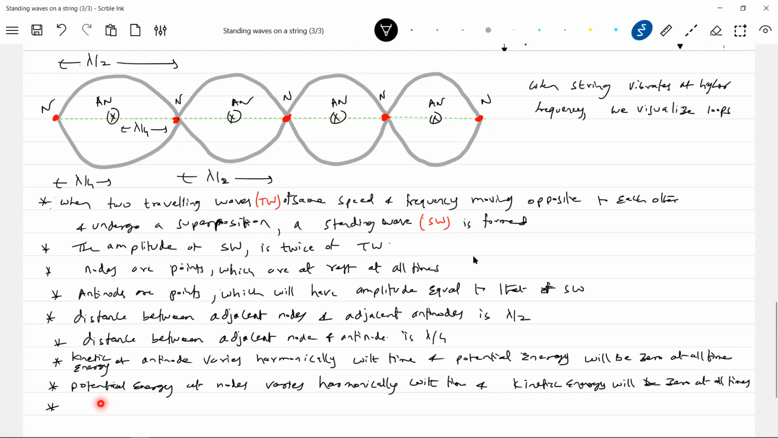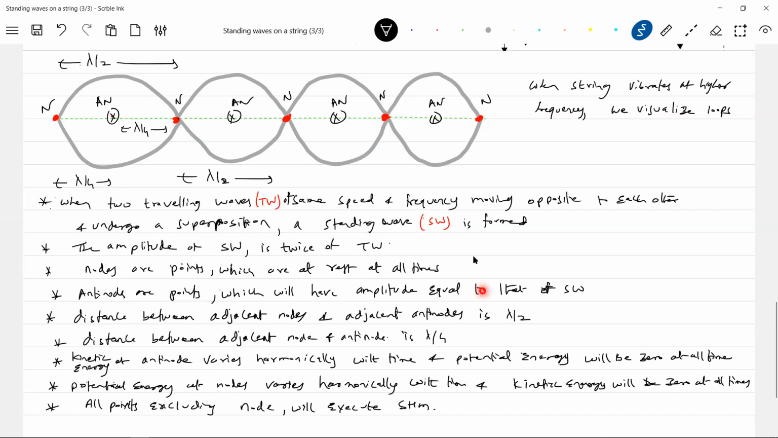The points other than the node, all points excluding node, will execute SHM. Okay, these are very important.